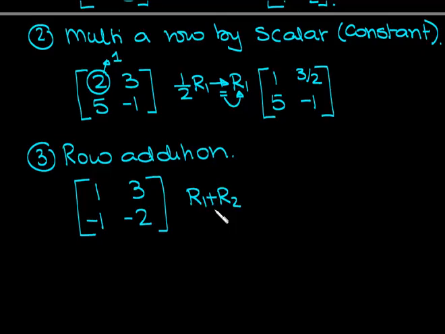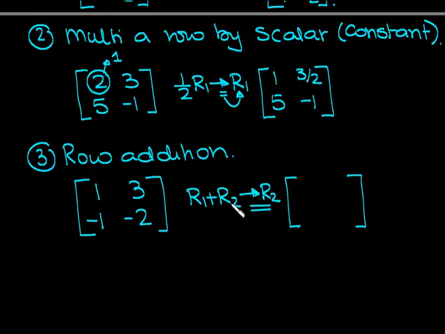Then whatever result I get, I want to put it back. I can put that result in row 1, or I can put that result in row 2. And the arrow indicates I want to put it in row 2. So I'm going to start by adding row 1 and row 2. The arrow also tells you which row you're changing. The arrow points to the row you're changing.